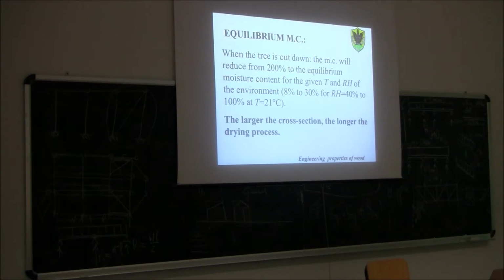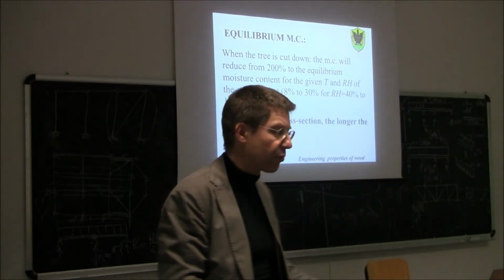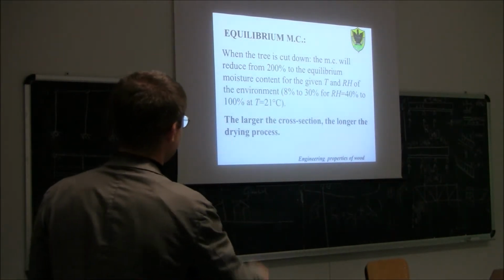Okay, so when the tree is cut down, the moisture content will reduce from 100% to the equilibrium moisture content for the given temperature and relative humidity. In general, the equilibrium moisture content for the normal range of temperature and relative humidity that we can expect is between 8% and 30%.